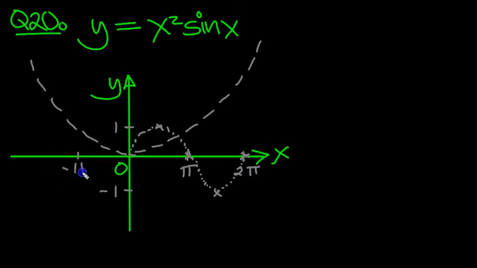So you've got minus pi, minus 2 pi. So it's 0 here, 0 here. And it goes down to minus 1, doesn't it? Just here. And then back up. And then it goes up to 1 at minus 3 pi over 2. And then back down to 0. So there's the curve.